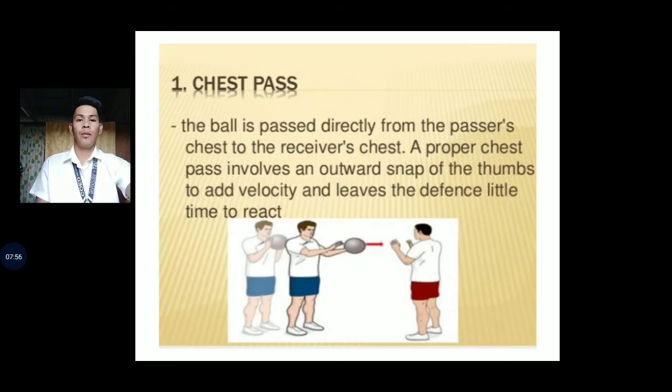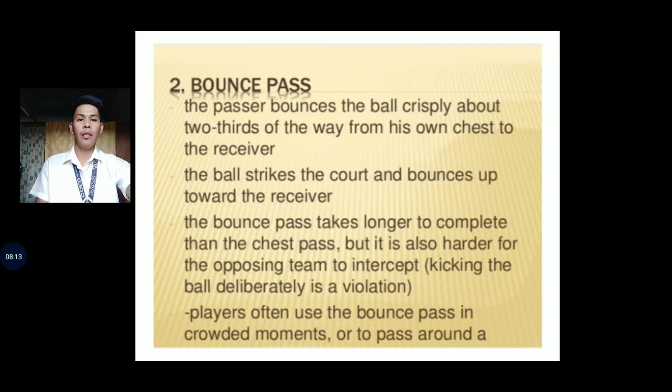Okay, first, chest pass. The ball is passed directly from the passer's chest to the receiver's chest. A proper chest pass involves an outward snap of the thumbs to add velocity and leaves the defense little time to react. Second, we have the bounce pass.